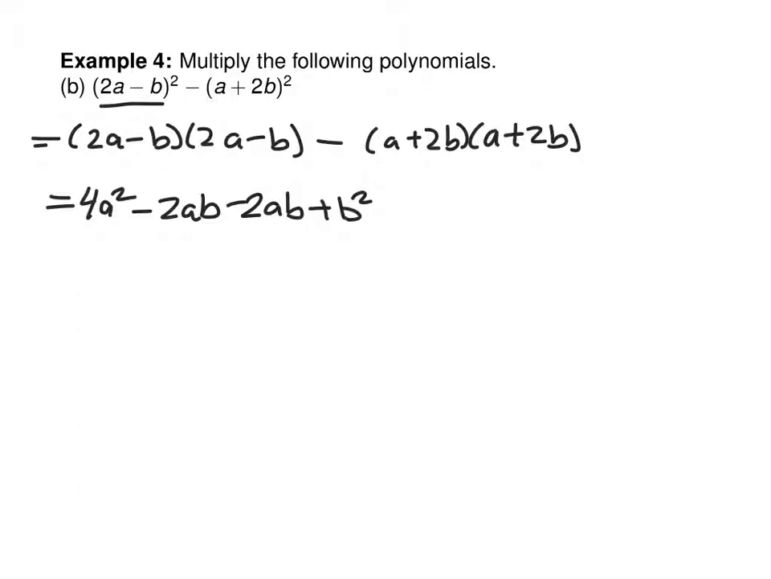Okay, now the next set, let's do the same thing. Minus. I'm going to make a slight mistake and then fix it. So a squared plus 2ab plus 2ab plus 4b squared. Is everyone okay with at least why this is what it is?